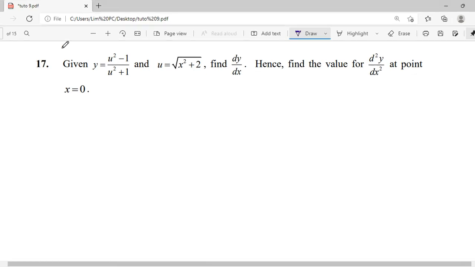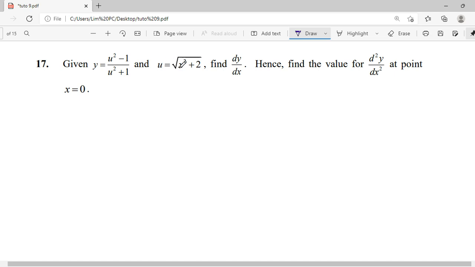So for question 17, we look at our question 17. Keyword that y is in terms of u, and then u is in terms of x. Find the first derivative, hence find the value of d2y/dx squared at the point of x equals 0. So we have three variables here: variable y, variable u, and then variable x.